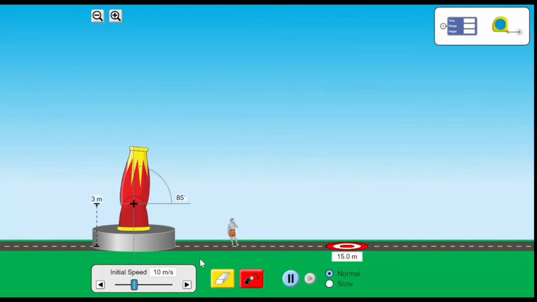I want to shoot a cannonball up in the air with an initial speed of 10 meters per second. I want to show you something, okay? When I shoot it up with an initial speed of 10 meters per second, that's how the trajectory looks.